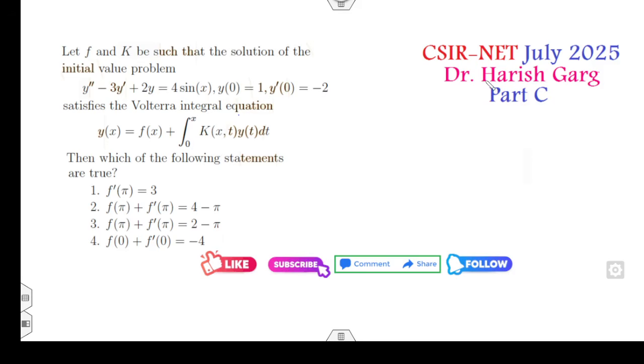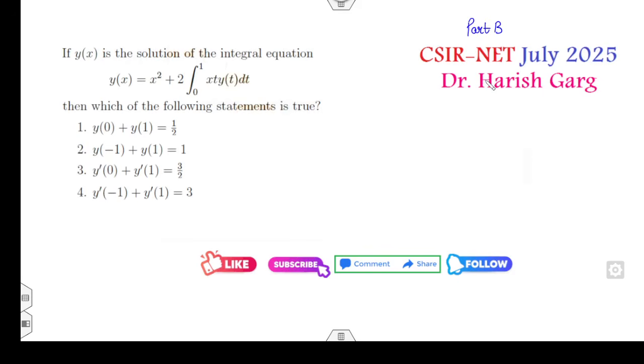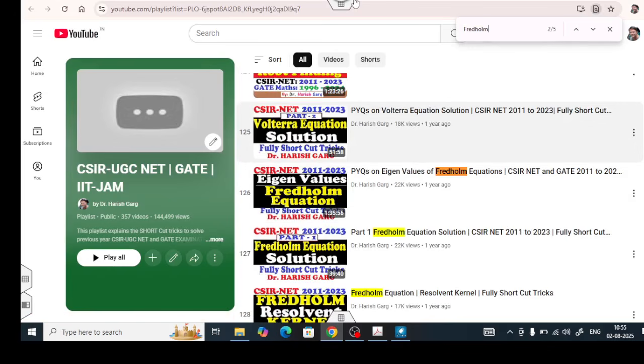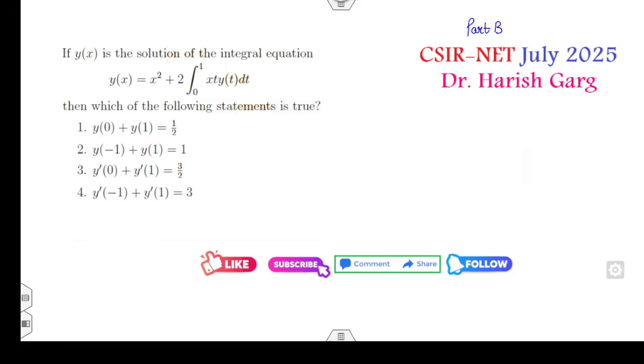How can you solve these three questions in a very simple manner? Believe me, all these questions I already explained in my shortcut tricks related to the Fredholm and Volterra equations. If you already watched these four lectures, then you can say, sir, we can get the answer in very less time. Now, first of all, Fredholm equations.